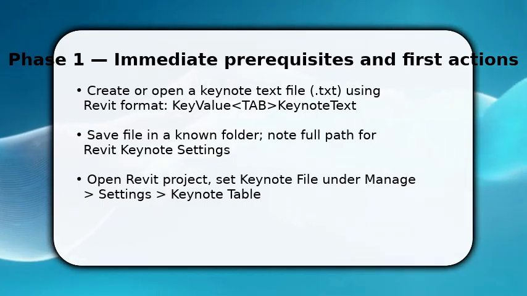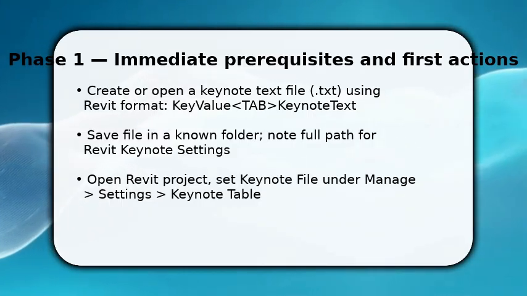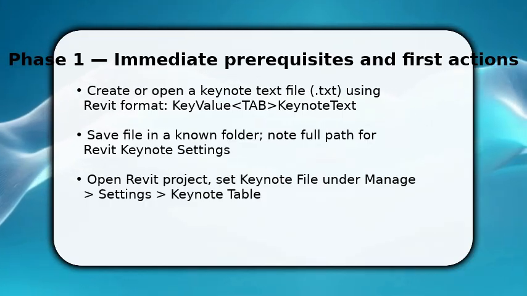Now open your Revit project, go to Manage, then Settings, then Keynote table, and point Revit to that file. This links the external Keynote list to your project so you can add tags quickly.